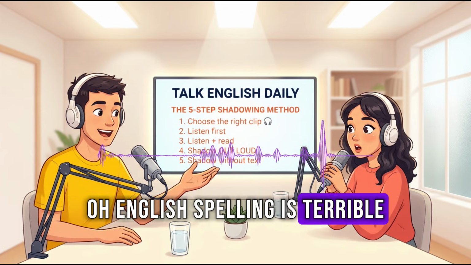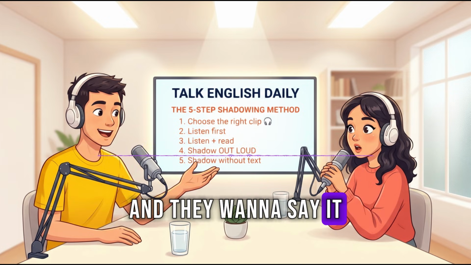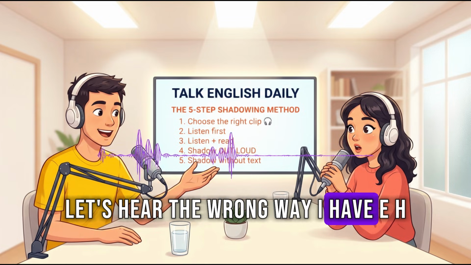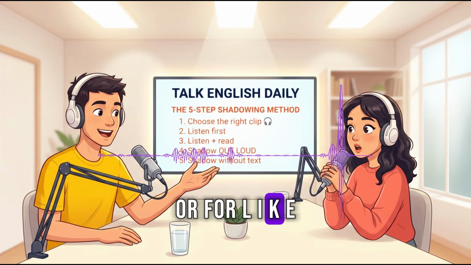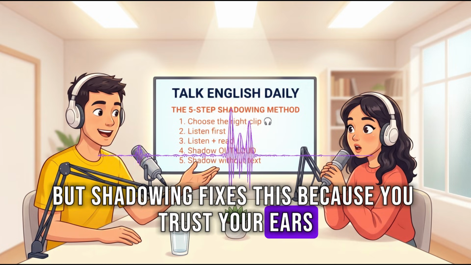Fix number 2 is the silent E. Oh, English spelling is terrible. It is. When people read, they see an E at the end of a word and they want to say it. Let me do the wrong way for the word H-A-V-E. Okay, let's hear the wrong way. I have E-H, a dog. Yes, have E-H. Or for L-I-K-E, they say like E-H. But shadowing fixes this because you trust your ears, not your eyes.